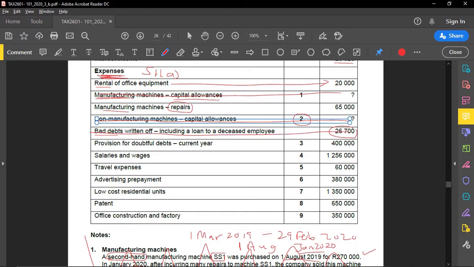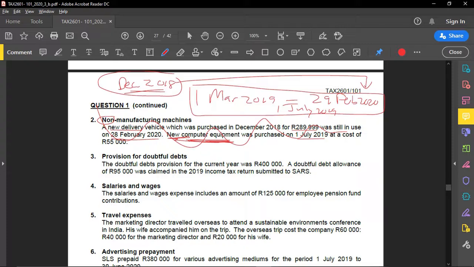Okay, provision for doubtful debts, current year. So there's a current year portion, and there's obviously going to be some information here because I see a note. 400,000 is the current year. Okay, so let's go look at line number 3. Here it is. Provision for doubtful debts.